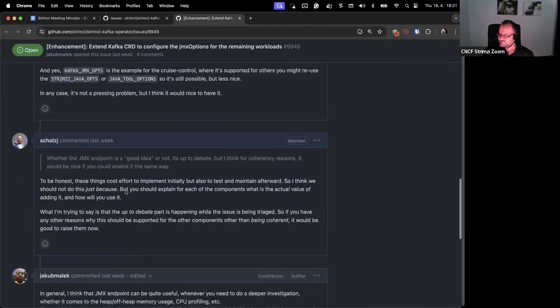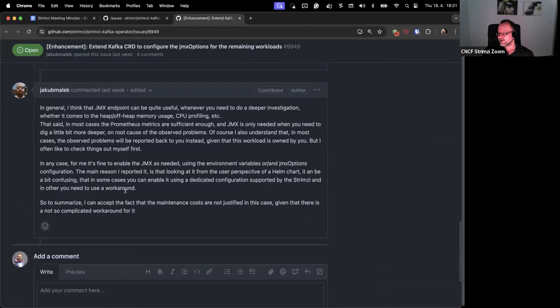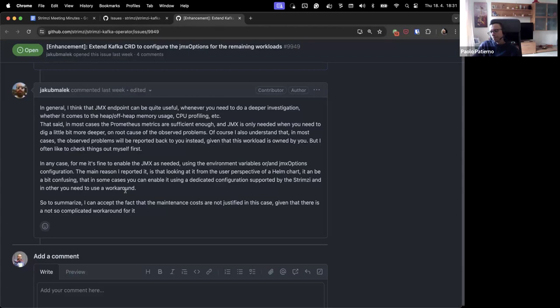But to be honest, it didn't seem like the user really planned to use it. At least that was my read on it. But rather opened it to have it everywhere. And I'm not sure we want to have this everywhere just for the sake of having it everywhere, especially with a lot of people complaining that it anyway doesn't work easily with access from outside of the cluster and so on. Yeah, I agree. Totally agree.